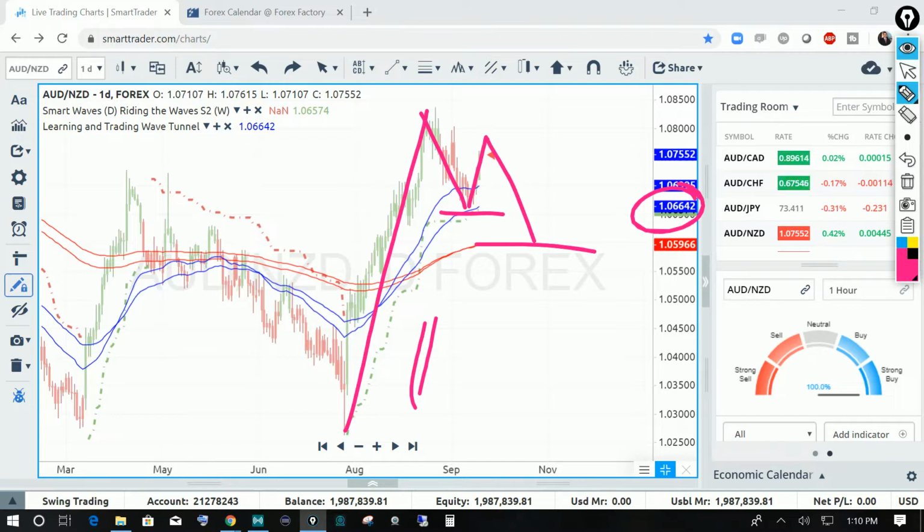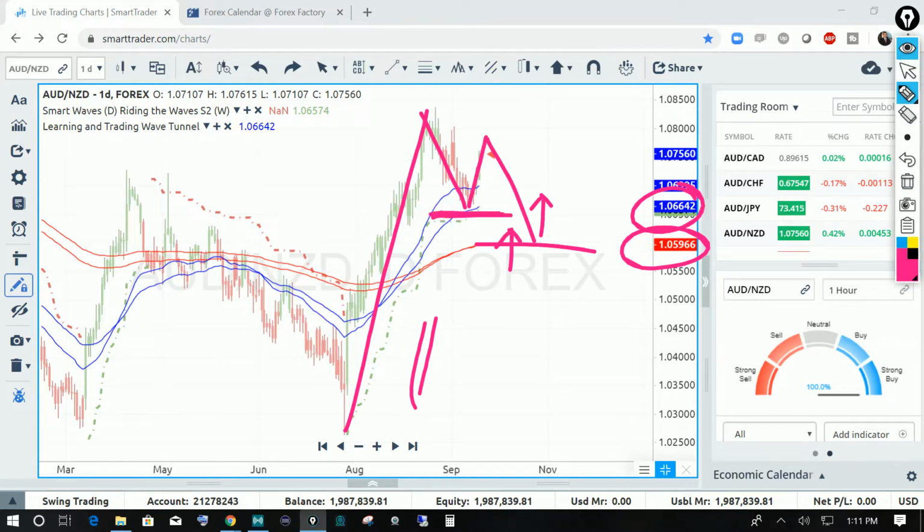That's the price right there, 1.0664. If the market does take out the low, then we may be expecting price to come down to around about 1.0596. And then from that point onwards, we'll continue to buy on dips going long. So I'm still going to say buy on dips right now.